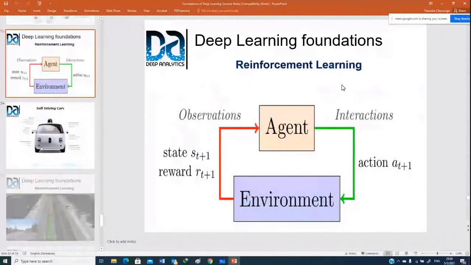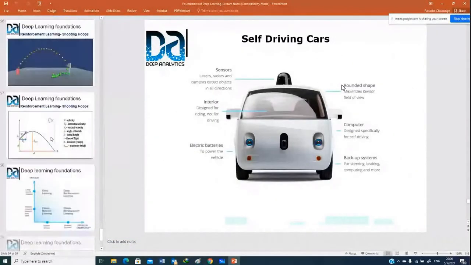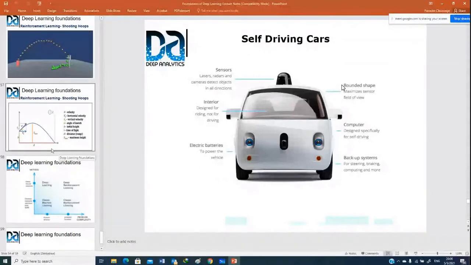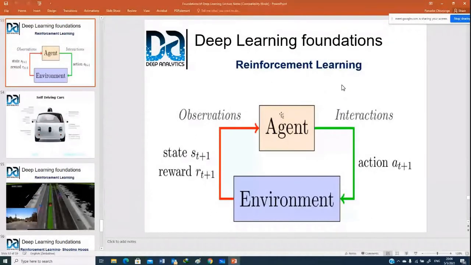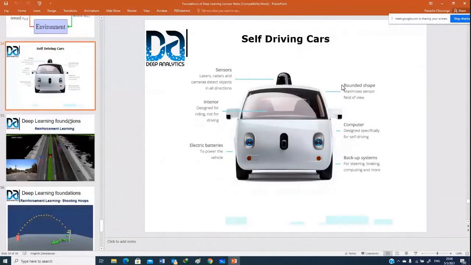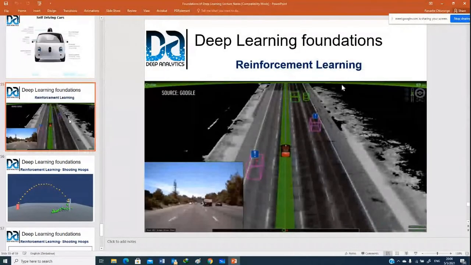Anyway, I want to talk about reinforcement learning. We spoke a lot about reinforcement learning. You recall what the agent is, what the environment is, that the objective of reinforcement learning is to maximize our rewards. I gave this example of the self-driving car, right?